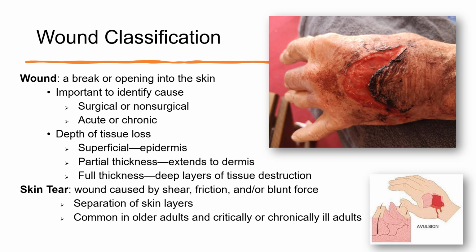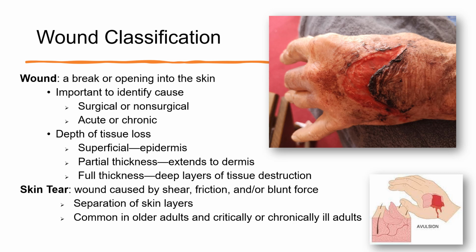All right. So moving on to wound classification. A wound by definition is a break or opening in the skin. Before we can start treating a wound, we need to know what caused it. Was it surgical, non-surgical? Is it acute? Is it chronic? We're also going to take a look to see how deep it is, what the depth is. So it could be superficial, partial, or full thickness.